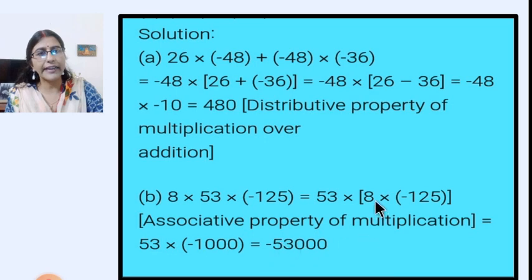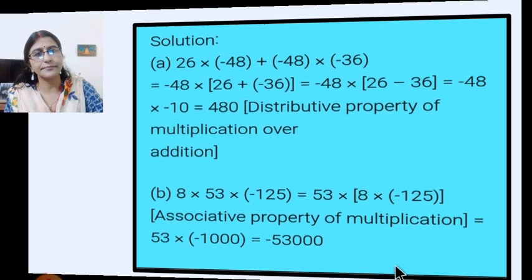So why we are rearranging this? So that we can do the multiplication very easily. So that is the reason we have learned so many properties.